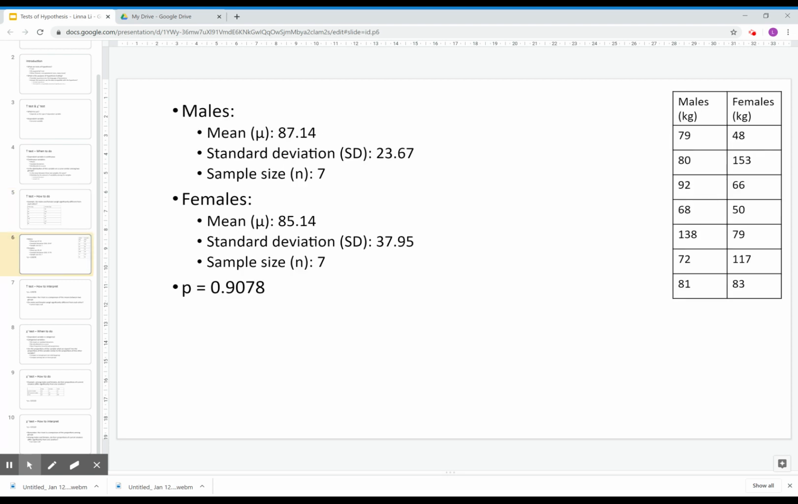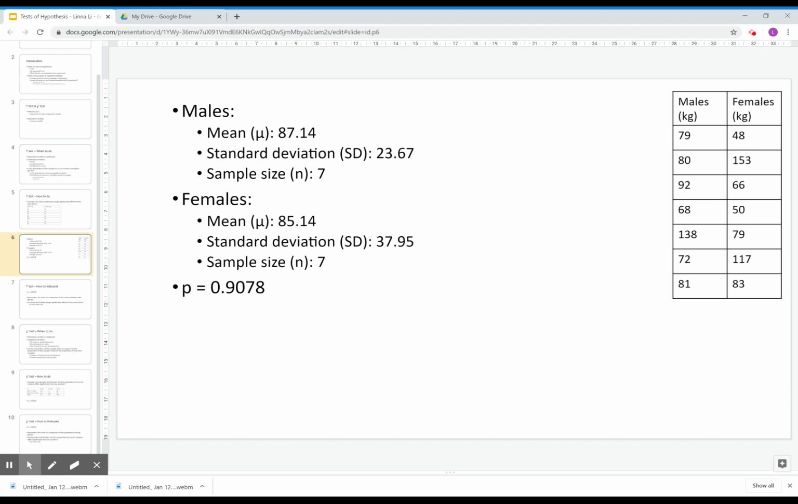When you enter this information into the statistical program of your choice, you get the following calculations. For males, the mean is 87.14 kilograms. The standard deviation is 23.67. The sample size is 7, as we've discussed before. For females, the mean is 85.14 kilograms. The standard deviation is 37.95 kilograms, and the sample size is as above.